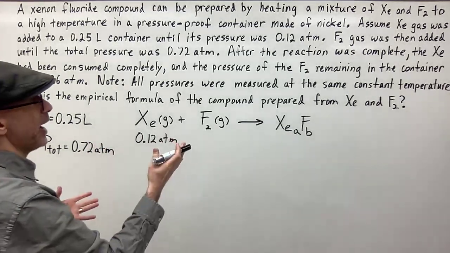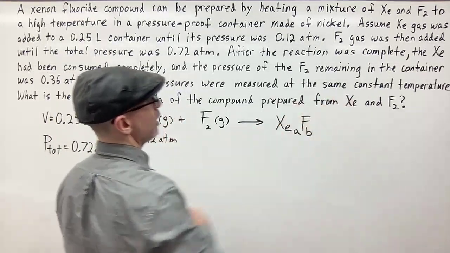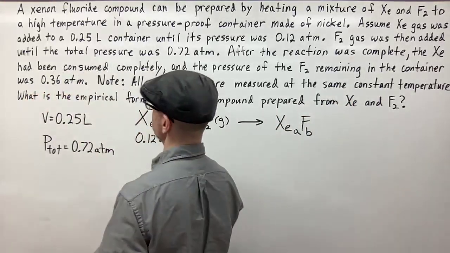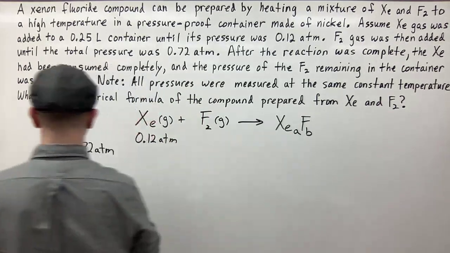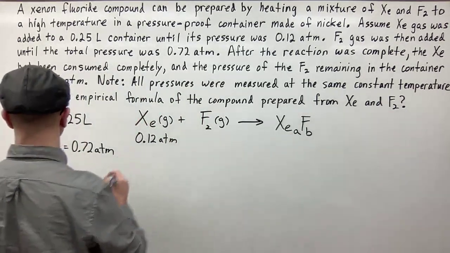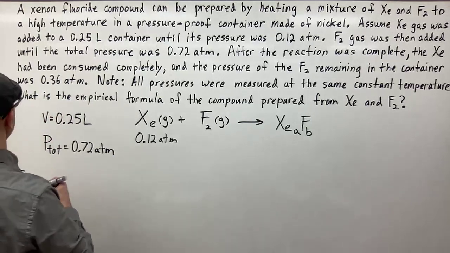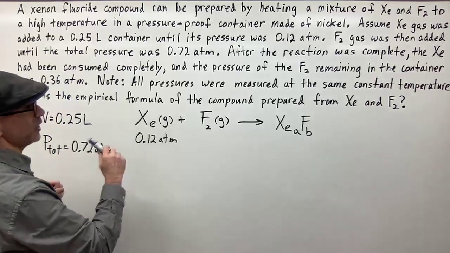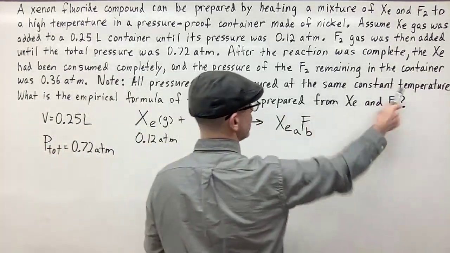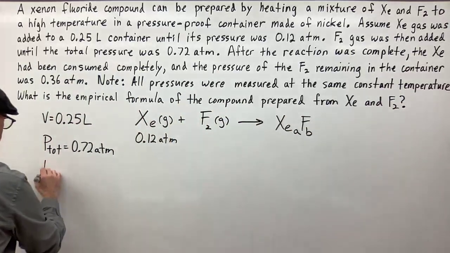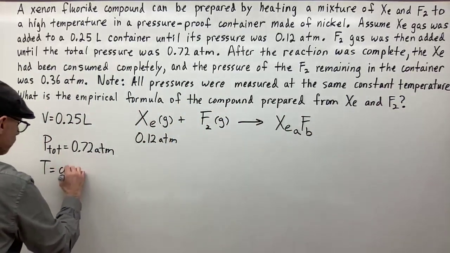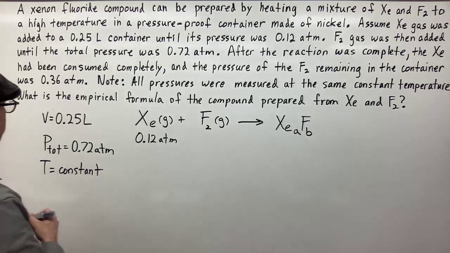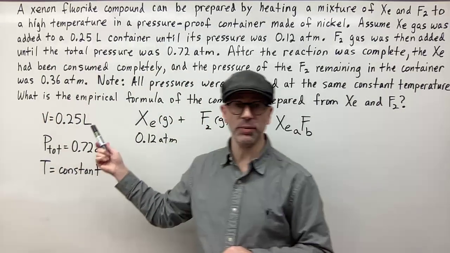Okay, after the reaction is complete, the fluorine was 0.36 atmospheres. So that is the pressure of fluorine. I'll write that in a moment. We'll come back to that. And then they're telling us that temperature is constant. So we'll write that down. Temperature is constant. Okay. But also keep in mind that volume is constant as well.